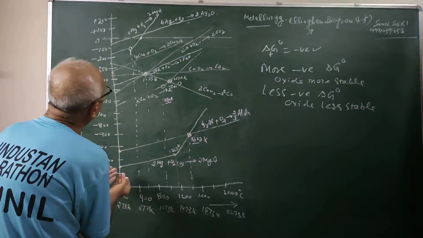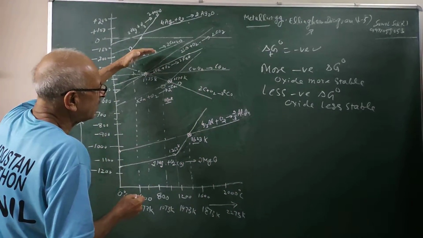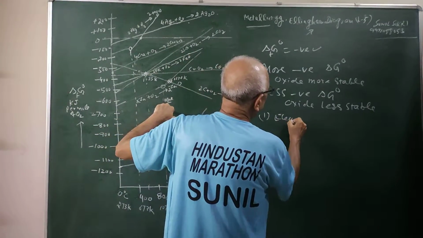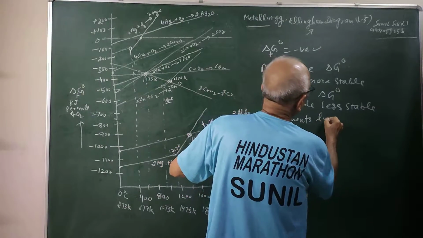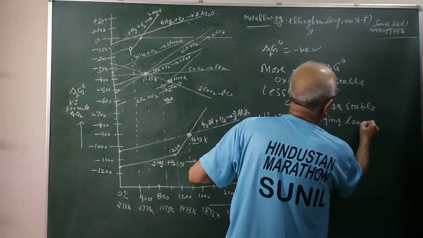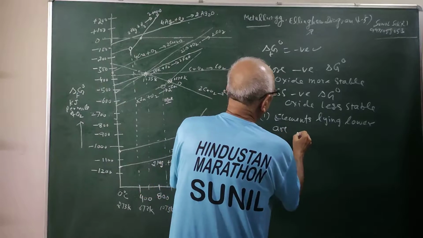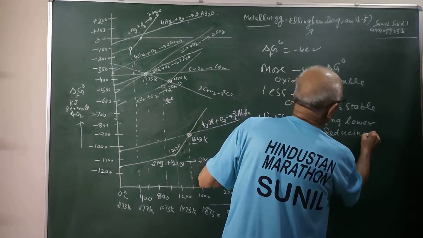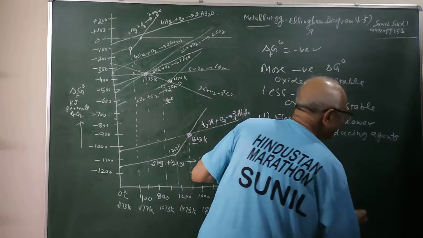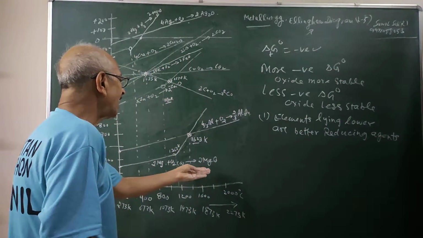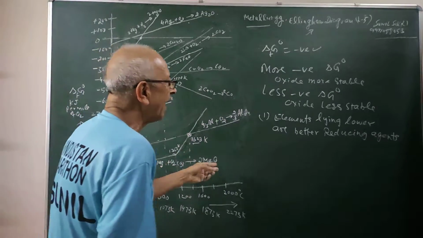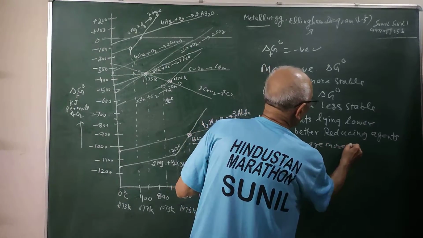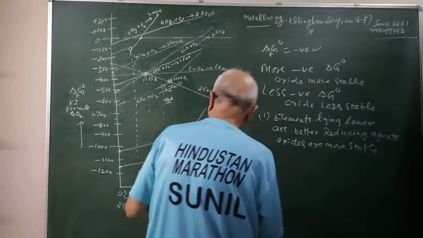So as I go higher, these oxides are becoming less stable. Therefore, those elements which are lying lower are better reducing agents. They are better reducing agents because their value is more negative, so their oxides are more stable.